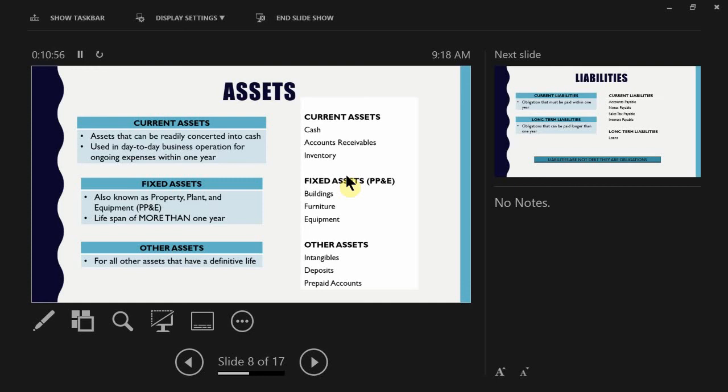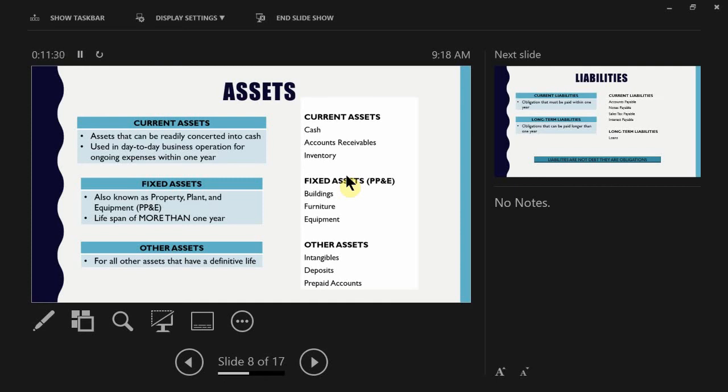Now we're going to talk about the second category, which is fixed assets. It's also known as PP&E, which is property, plant, and equipment. So if you understand fixed assets as property, plant, and equipment, then this is going to be the easiest way to categorize your assets, right? It's anything that has a lifespan of more than a year, okay? So again, the first one, less than a year. Second one, more than a year.